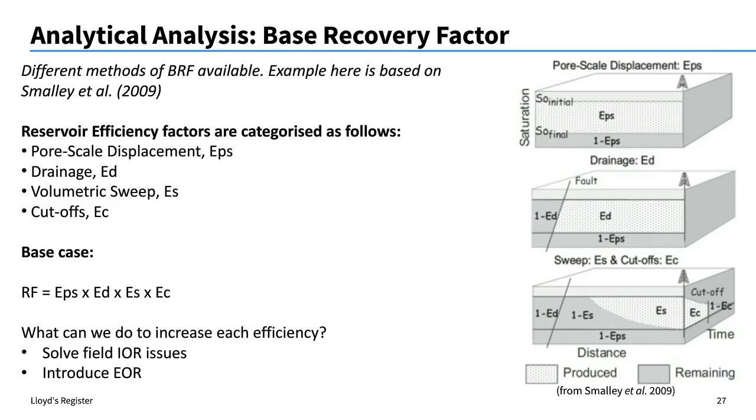Smalley's version here has been used extensively by BP worldwide, and it contains basically a number of efficiency factors. EPS is basically pore displacement, the drainage efficiency, the volumetric sweep, which is a combination of areal and vertical sweep, and the cutoffs, which are also sometimes referred to as economic cutoffs. Now, in terms of increasing our base recovery efficiency, as you'll note from the bottom there, there are two ways we can do this. We can solve our existing IOR issues, or we can introduce EOR. And in most cases, we will expect an improvement in oil recovery.